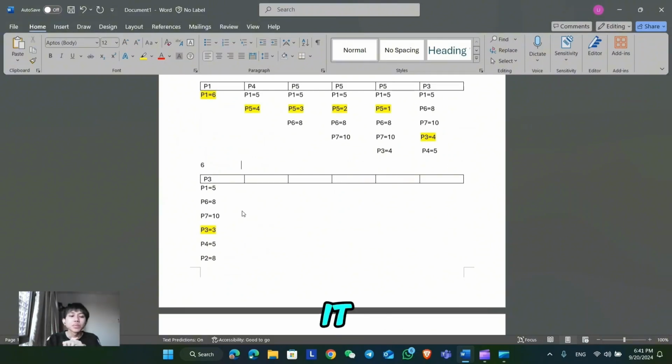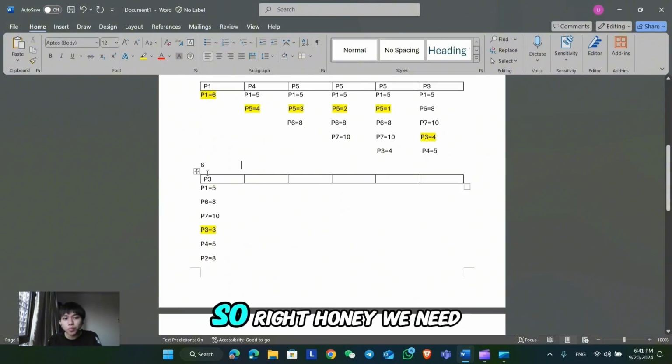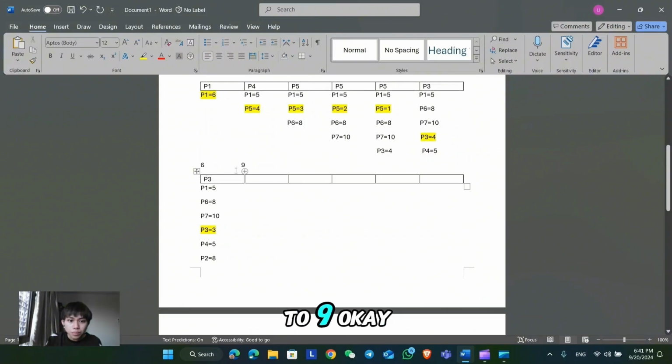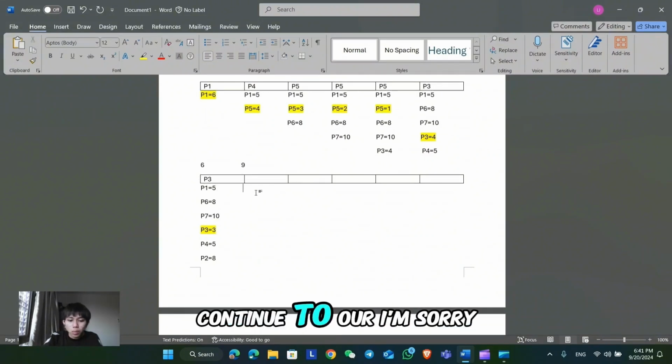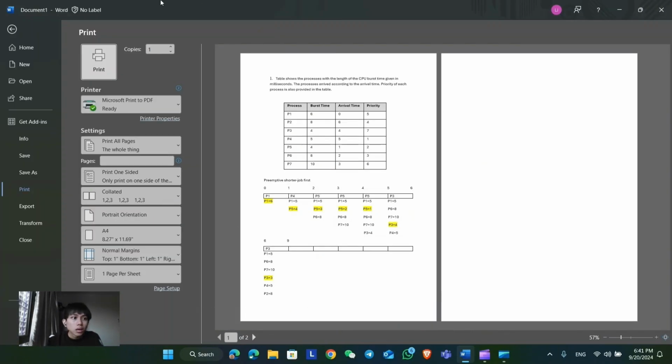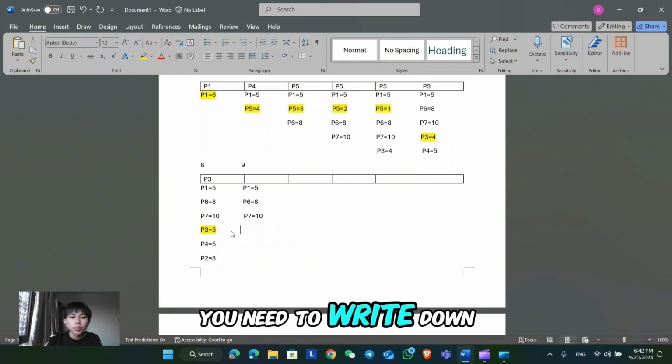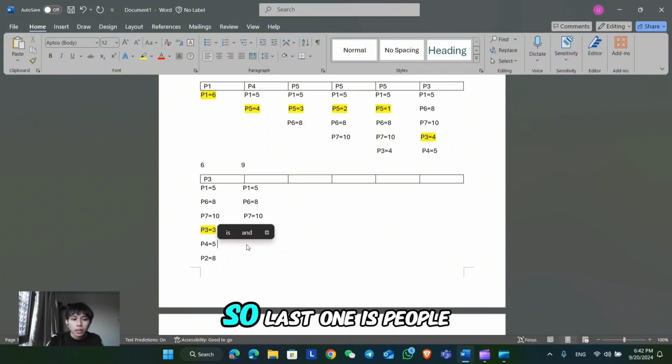So how should we do it? As you can see, process number 3 has the smallest burst time. So right here we need to do some math. 6 plus 3 equals to 9, because process number 3 is being executed right now. Right here, we'll continue our calculation with P6, and we don't need to write down P3 anymore because P3 is already done. So the last one is P2.